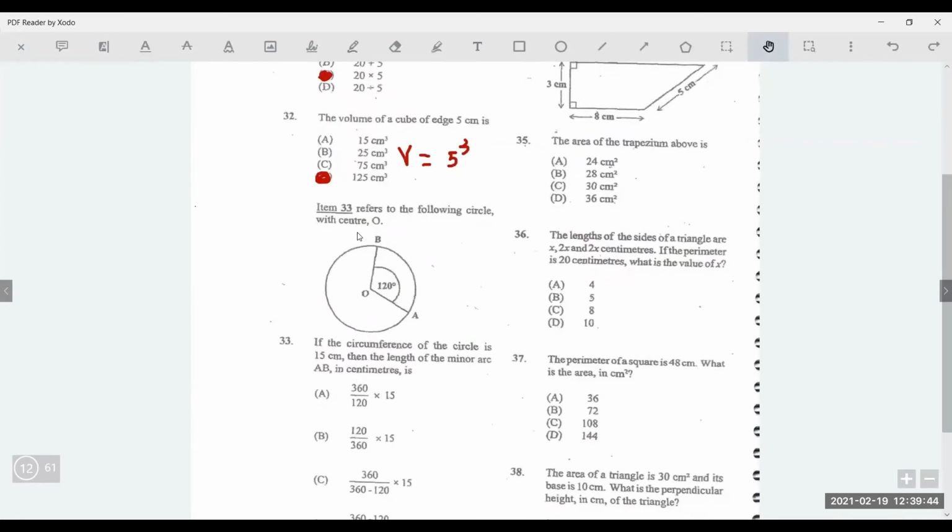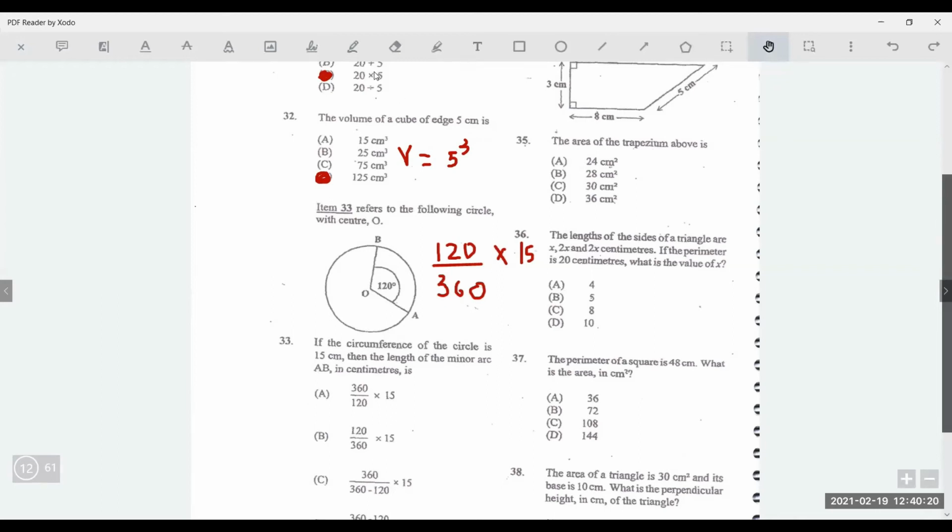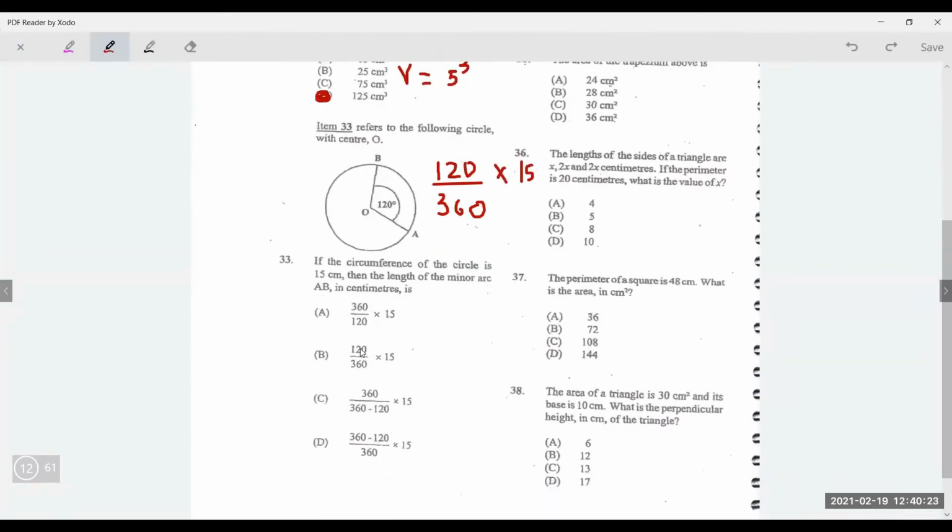Question 33 says, if the circumference of a circle is 15 centimeters, then the length of the minor arc AB is given by, the length of a minor arc is theta, which is 120, divided by 360, multiplied by 2 pi r. But in this case, 2 pi r is 15. 2 pi r is the perimeter, or the circumference. So 120 divided by 360 multiplied by 15. That is this. All right, nice and easy.